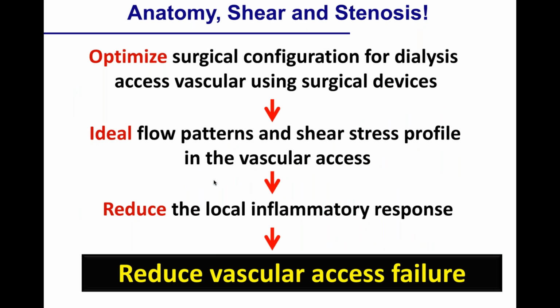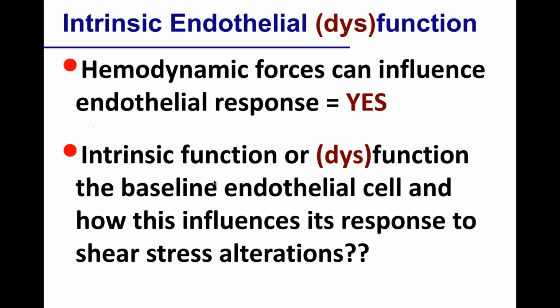And the reason that this is important, of course, is that if we are able to optimize the anatomical or surgical configuration of the vascular access in the future using surgical devices, let's say, such that we're able to achieve an ideal flow and shear stress profile, and I think we still are not completely clear as to what this ideal flow and shear profile is, but if we were able to do this, then perhaps we would be able to reduce the local inflammatory response and also reduce vascular access failure.